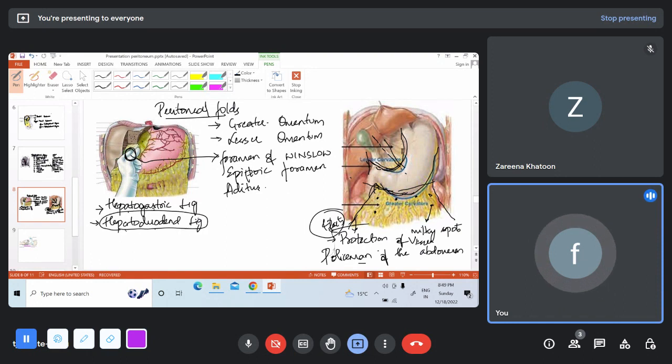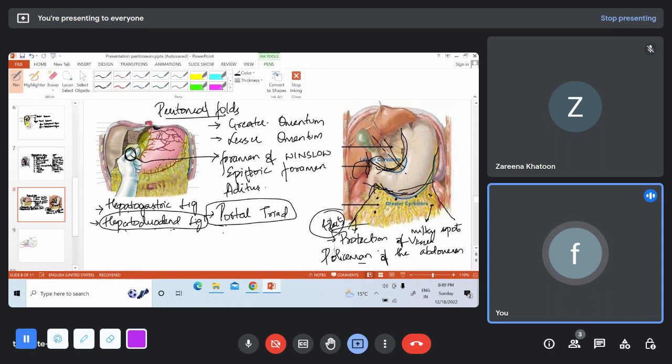Because this hepatoduodenal ligament is important. Why? Because of an important triad called the portal triad. We have three structures in the portal triad. They lie in the hepatoduodenal ligament itself. It's very important in surgery. We'll study the Pringle's maneuver, that is total occlusion of the hepatic artery and portal vein. So for this, it is very important for surgeons to recognize the structures in the portal triad.